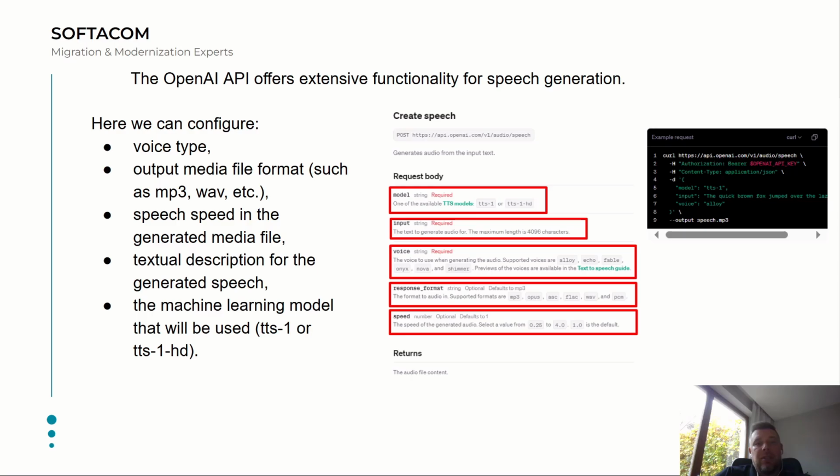Here it is, what we can configure. We can configure which voice type we want to have. We can ask which output format we need, like MP3, WAV, and other formats. We can also ask to generate a sound file with a specified speed, and maybe we want to have some description of this generated sound, of course, and so on.